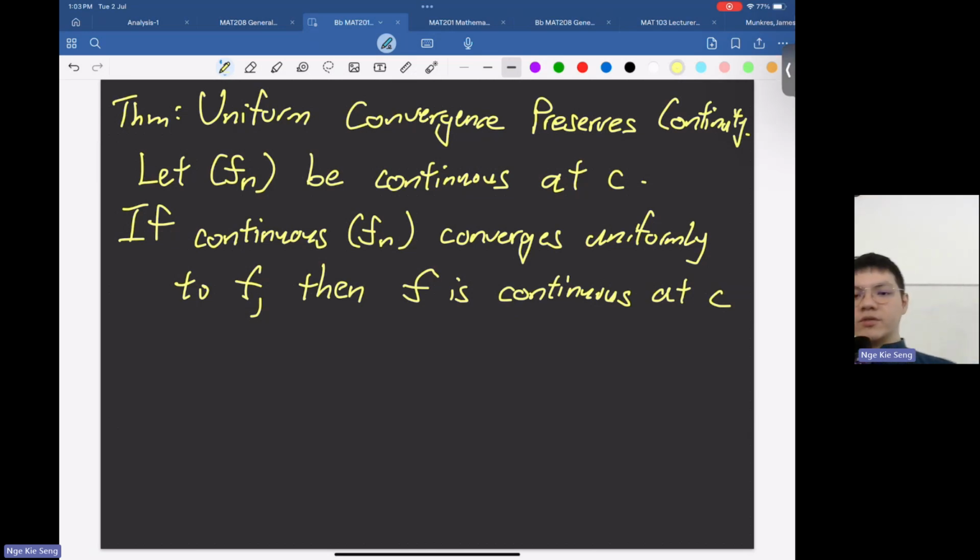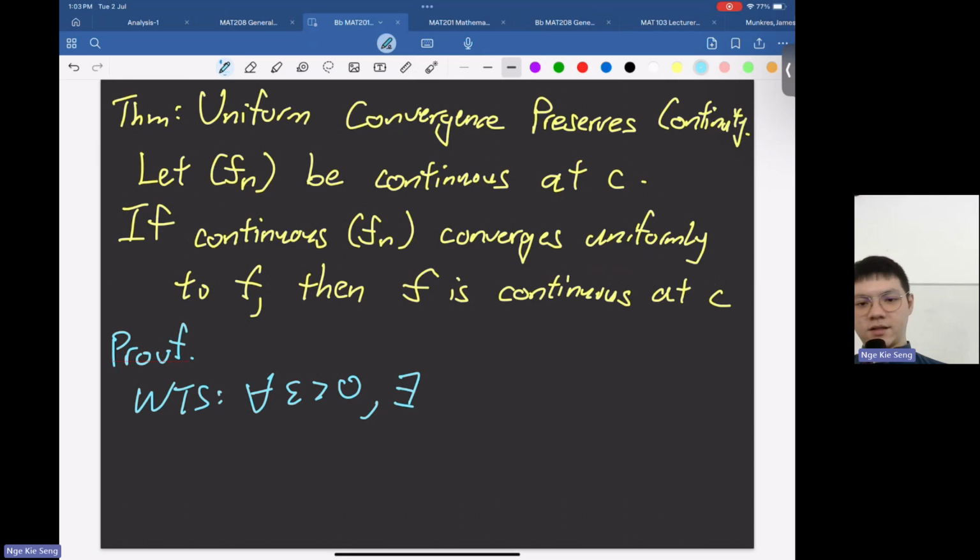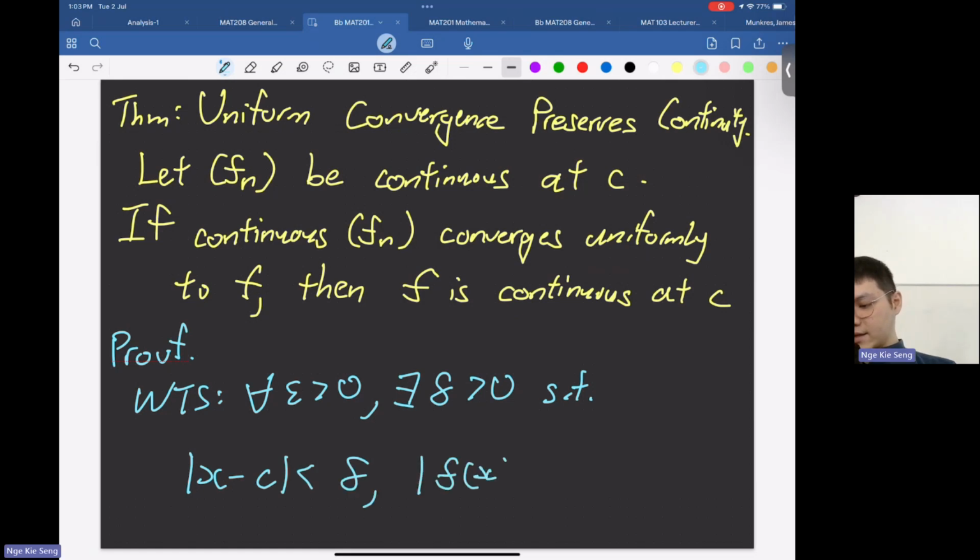So what do you need to show here? f needs to be continuous. What does it mean? We want to show that for every epsilon greater than 0, there exists a delta greater than 0 such that for all x with |x - c| less than delta, |f(x) - f(c)| is less than epsilon. Okay, continuity.